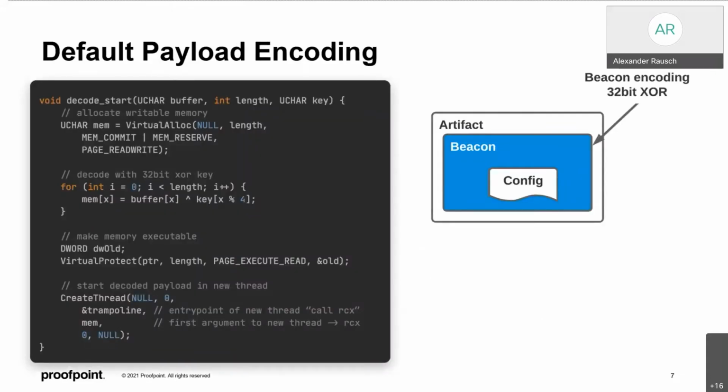The default encoding for beacons in artifacts is a 32-bit key XOR cipher. After decoding the payload, it is made executable with VirtualProtect and then executed in a new thread. How exactly that CreateThread call starts the payload is something that I will come back to later. Notice, however, that the new thread simply starts executing at the beginning of the buffer containing the decoded beacon. And I've already mentioned that this beacon is a DLL, which you usually cannot just execute at the beginning. Let's go and find out how that is implemented in CobaltStrike.